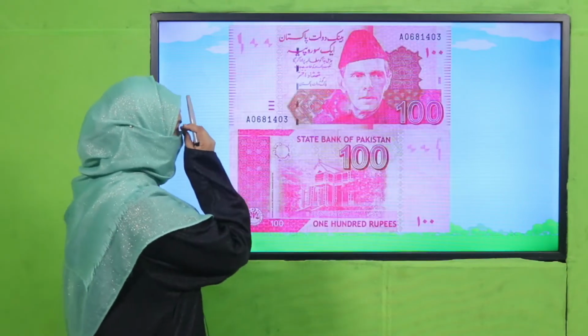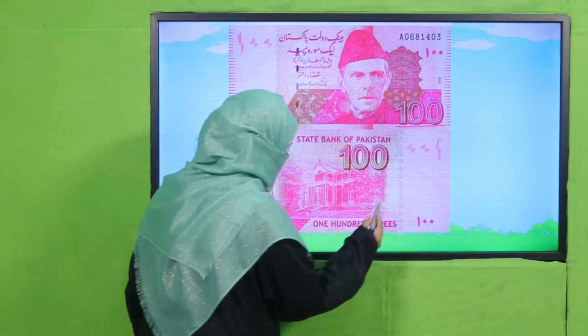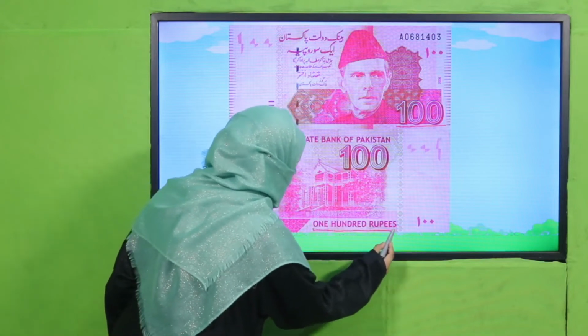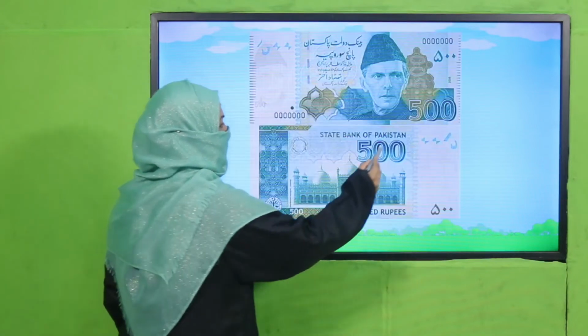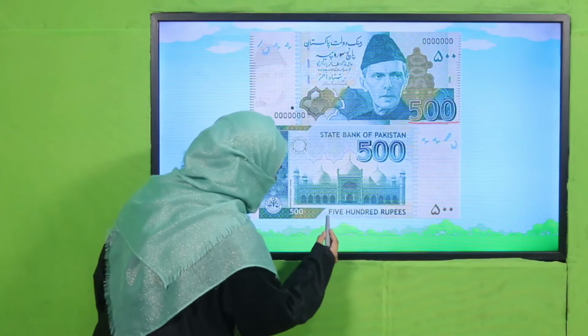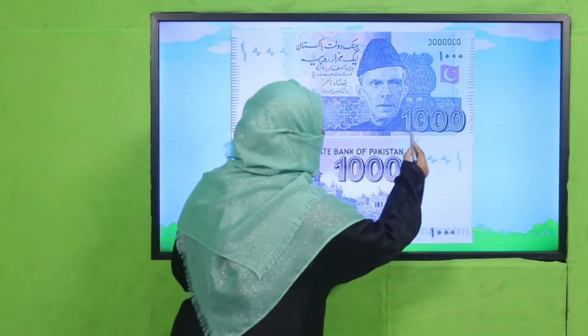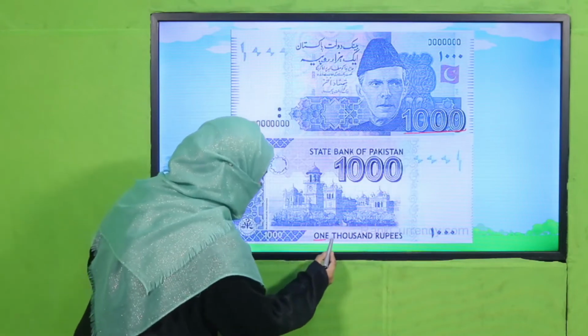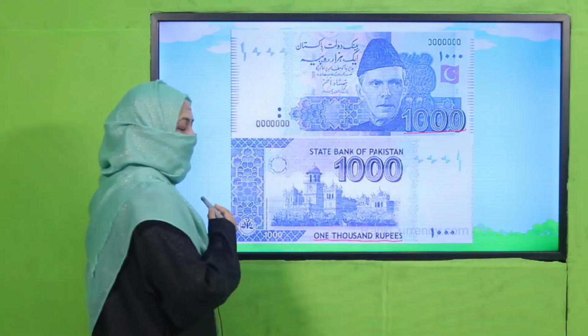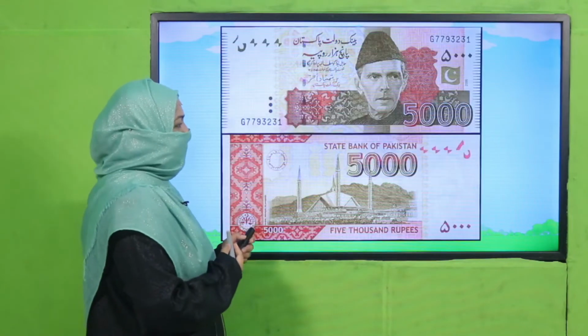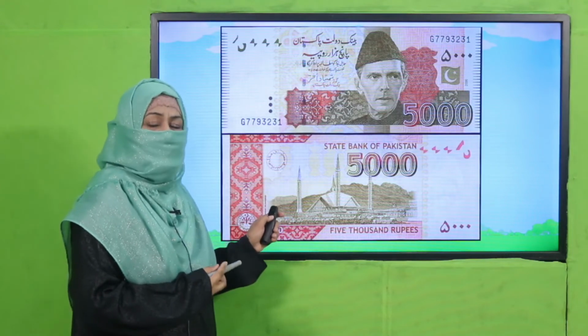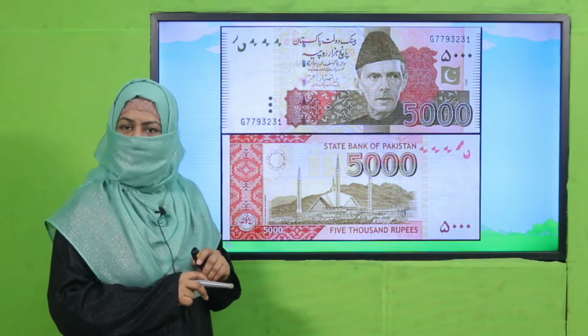Okay. The next is 100. And it's written here, 100 rupees. 500 rupees, okay? 1,000 rupees, and 5,000. This is the highest value currency note in Pakistan.